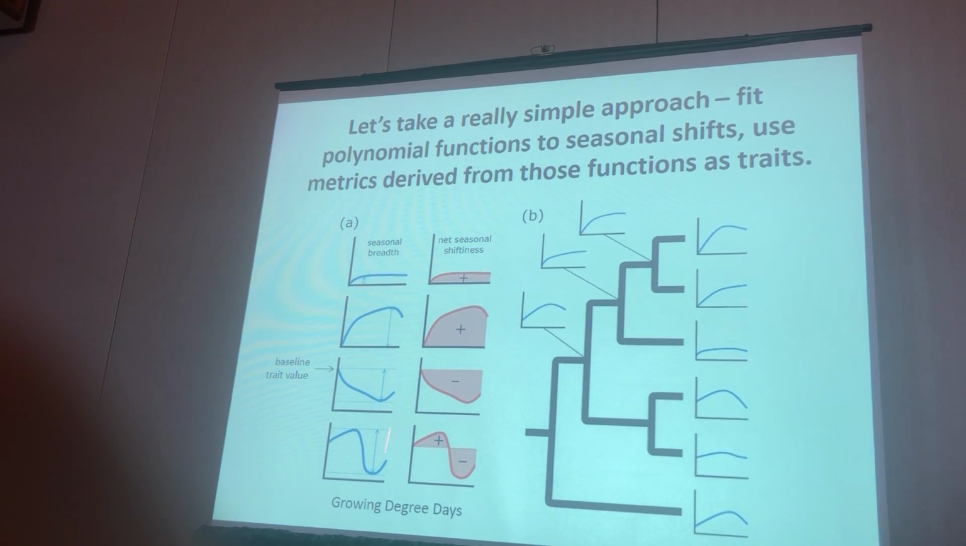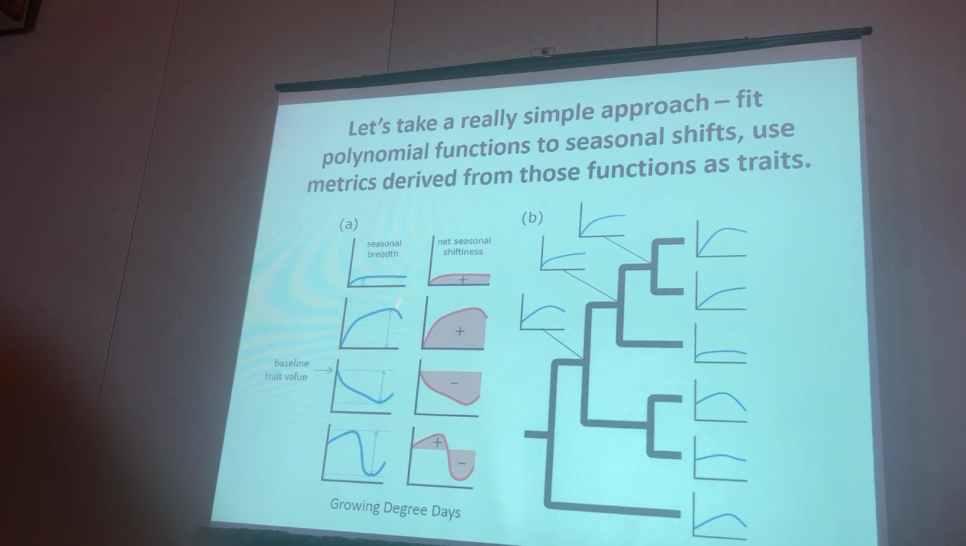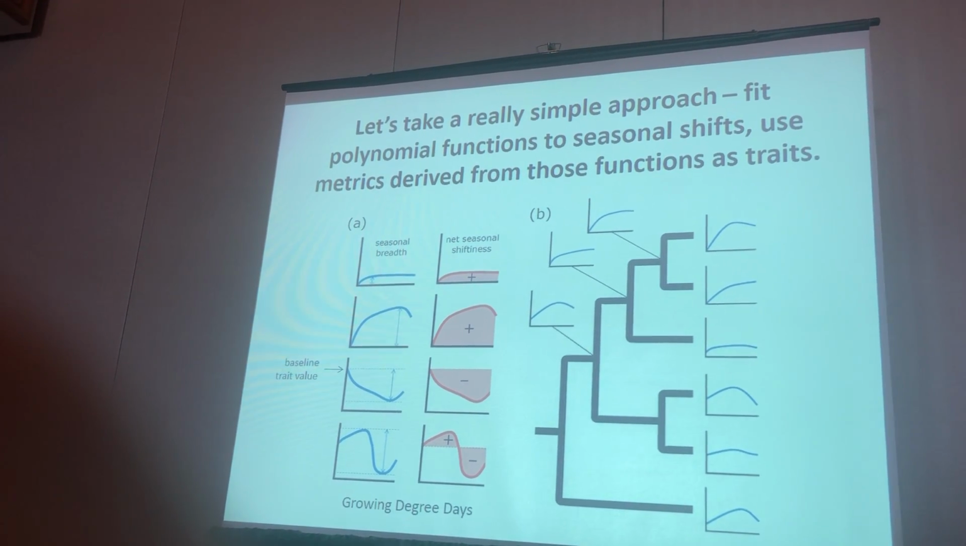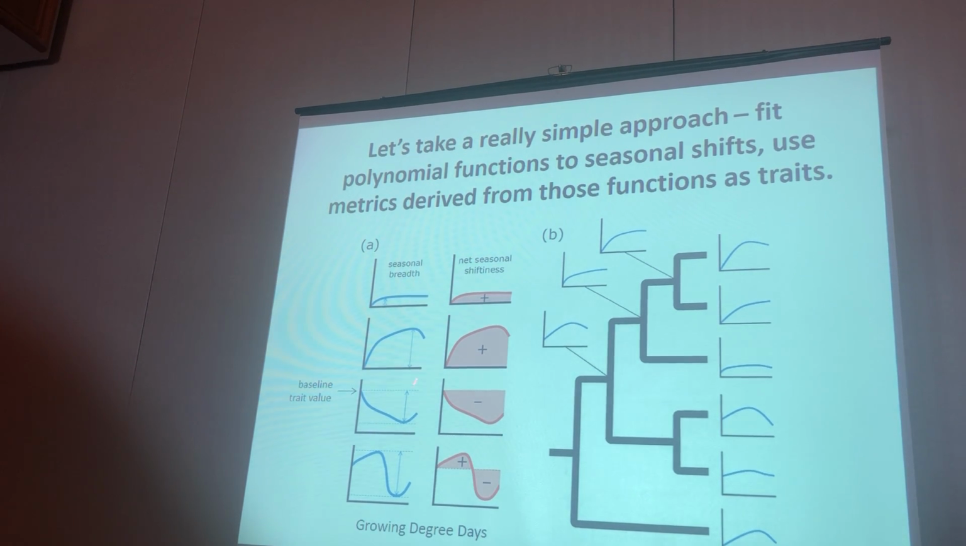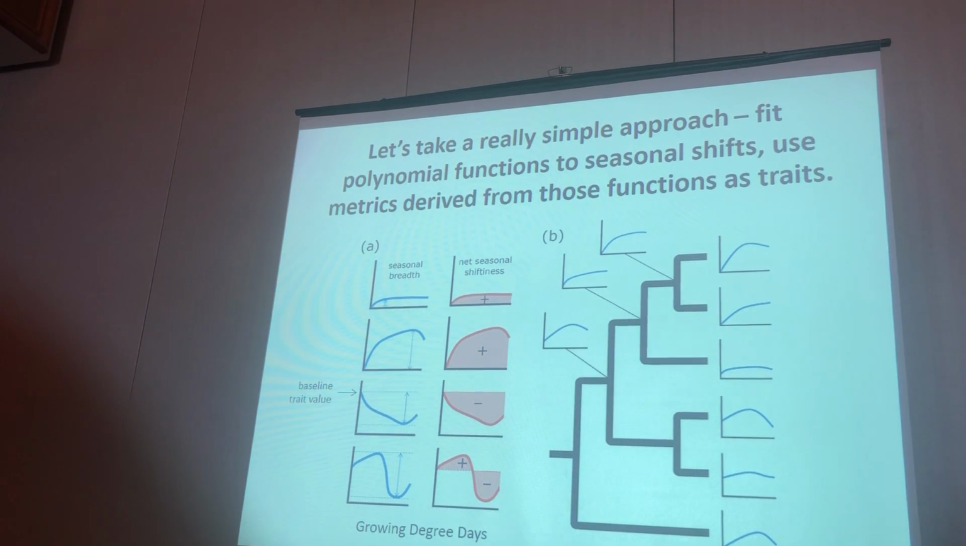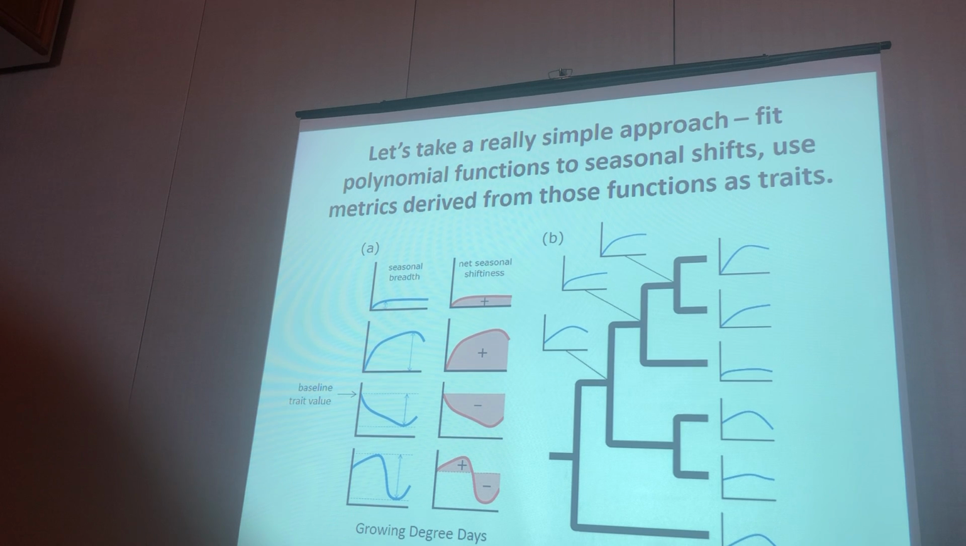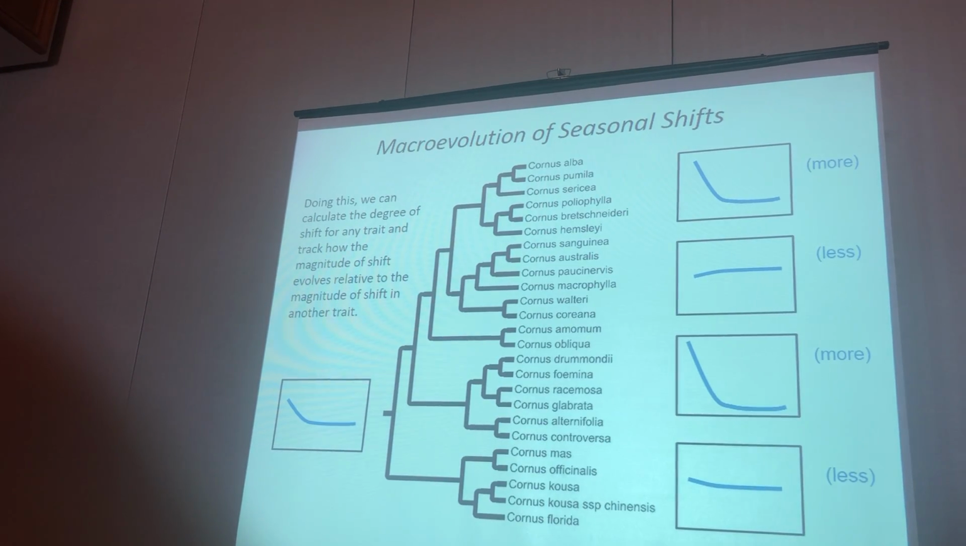We could make a metric of the absolute amount of plasticity, this sort of seasonal breadth. We could also do an area under the curve thing to get directionality as well as magnitude. So that might be area under the curve, positive, negative, or a mixture thereof, and reconstruct these. And if we do this, what do we find?